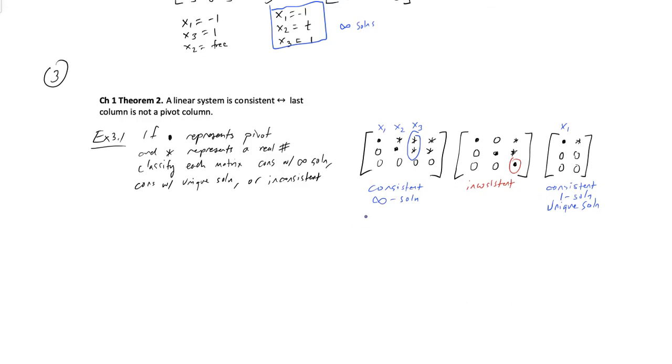So once again, just to recap here, an infinite solution is associated with free variables. Inconsistency is associated with a 0 and then number row, and a unique solution is associated with no free variables.